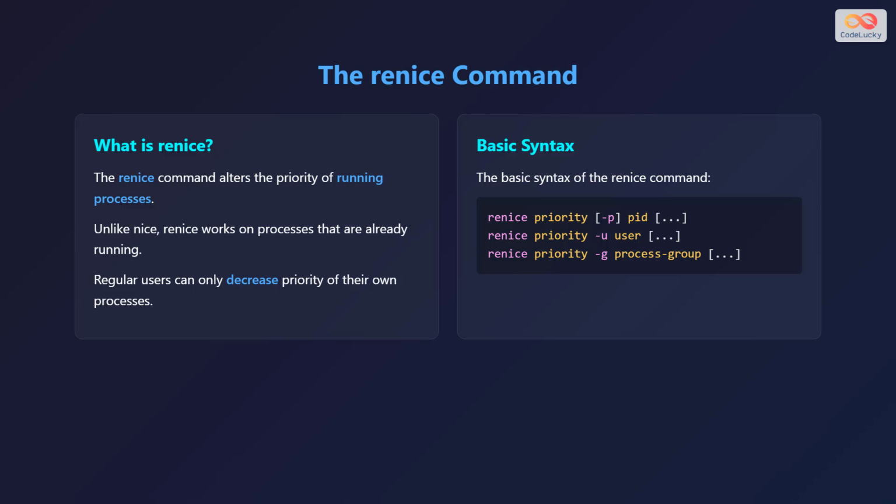The basic syntax of the renice command is renice priority, followed by either the -p option and the process ID, the -u option and the username, or the -g option and the process group. This allows you to adjust the priority of processes based on their ID, user, or group.